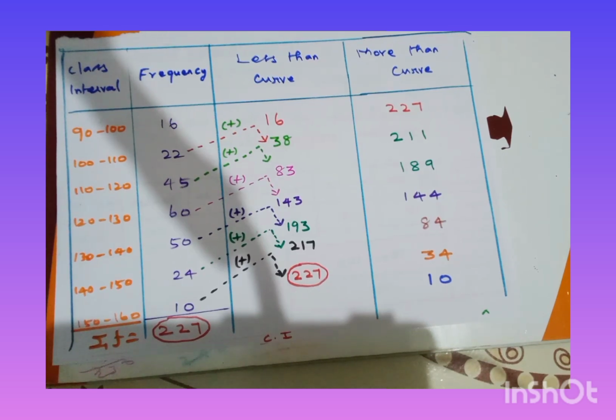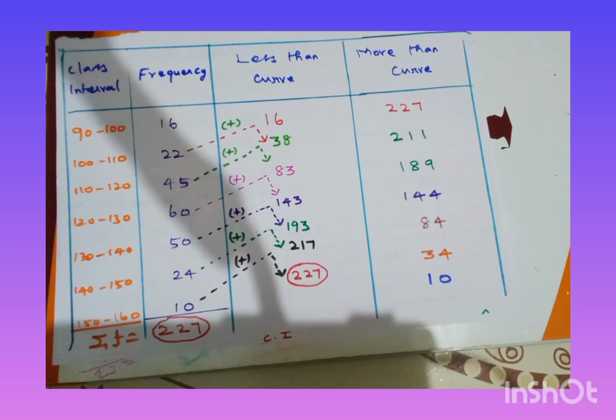So see, the last cumulative frequency 227 should be equal to the summation f. Summation f means the total of the frequency. The total of the frequency should be equal to the last value of the cumulative frequency. Please remember, my dear students. Okay, let us move to the last one, more than curve.